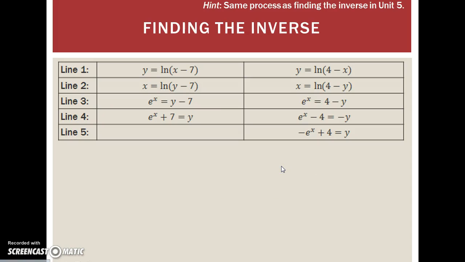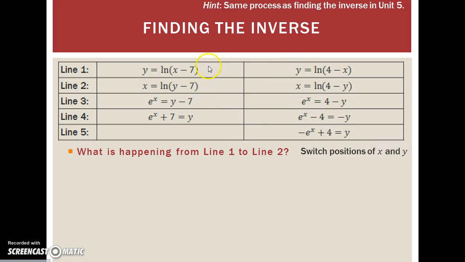Last slide, get excited. We're going to find the inverse. Now, this column on the left and this column on the right, they're two separate problems. So don't read across, read down. This first question is, what's happening from line 1 to line 2? So what's happening here from line 1 to line 2? What's happening there from line 1 to line 2?